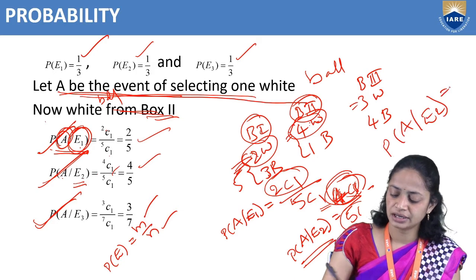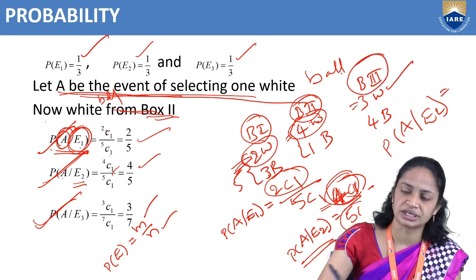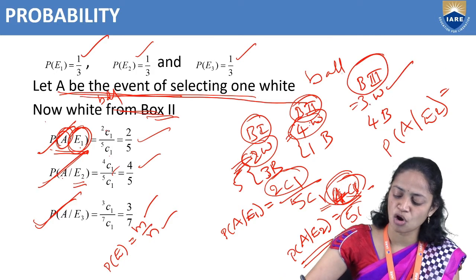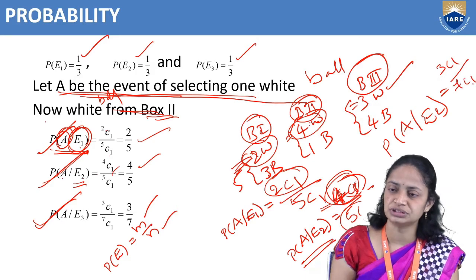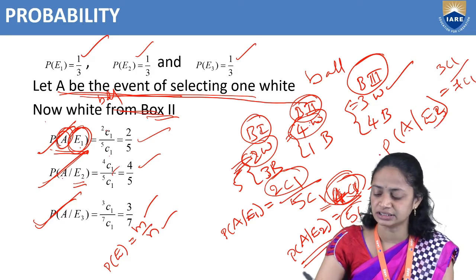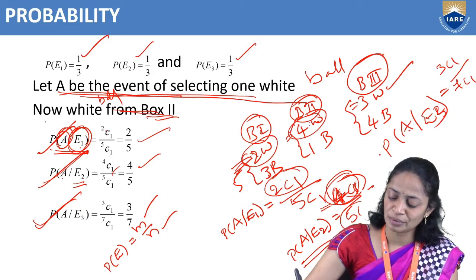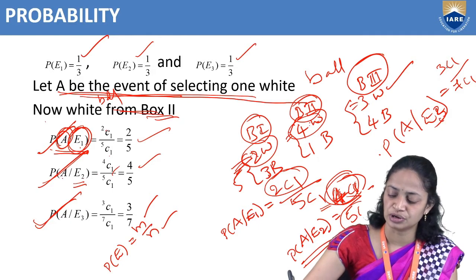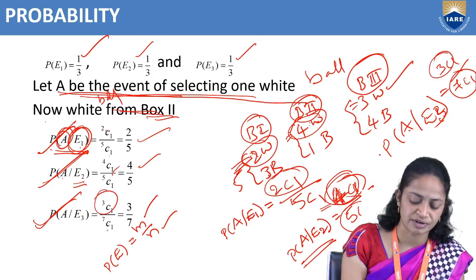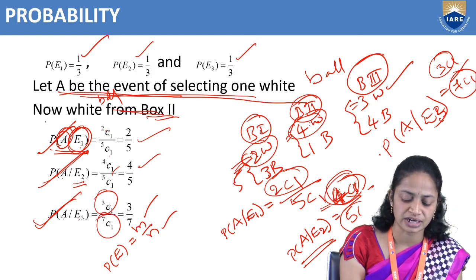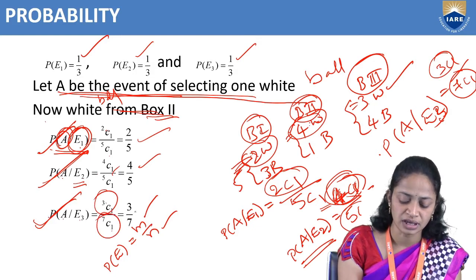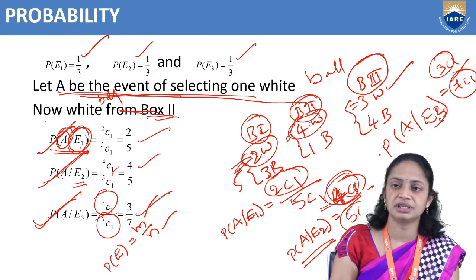So that means we have to choose a white ball from box 3. Here, how many white balls are there? 3. But we have to choose one randomly, right? How many balls are there in total? We have 3 plus 4, 7 balls. From that we have to choose 1. Probability of A divides E3, that means the probability of selecting a white ball from box 3, is equal to 3C1 divided by 7C1. If you calculate this, you will get 3 by 7.